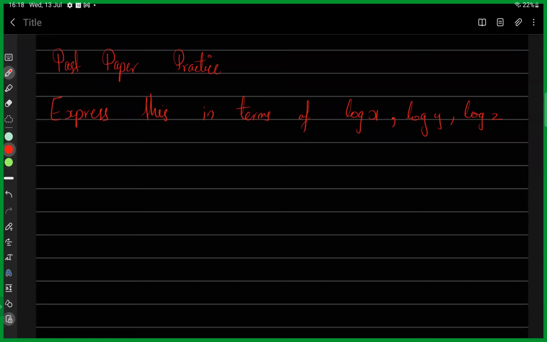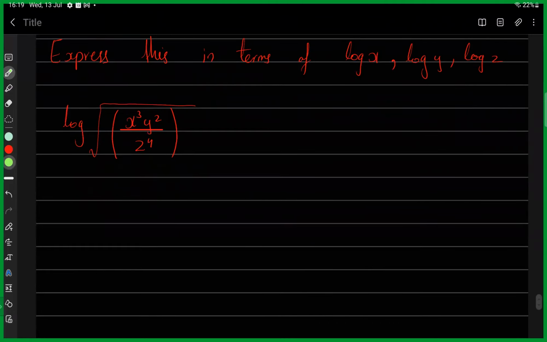The question is a bit complicated. It is log with a square root, and then we have a fraction: x cubed, y squared, divided by z to the power 4. This is what you need to write down as log x, log y, log z. You need to basically separate log x, log y, and log z. So let's talk about the solution for this question.